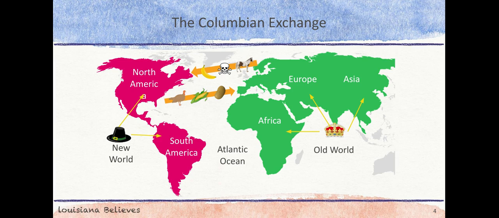This exchange of crops, animals, and diseases between the Old World and the New World was coined the Columbian Exchange after Christopher Columbus became known for his discovery of America, marking the beginning of trading between the Old and New Worlds. It is important to understand the Columbian Exchange because in the upcoming unit, you will analyze the effects that Columbus and the explorers had on the New World.